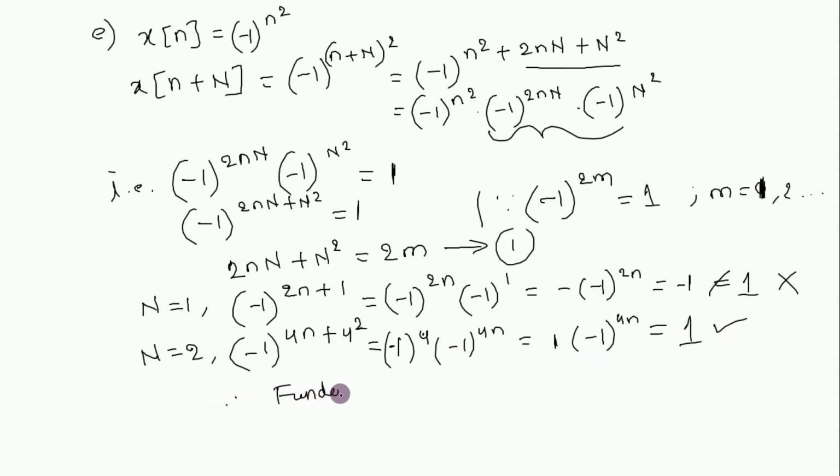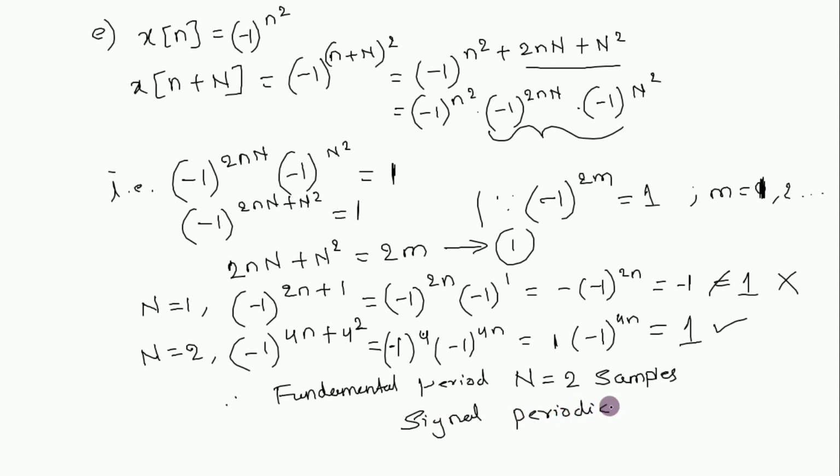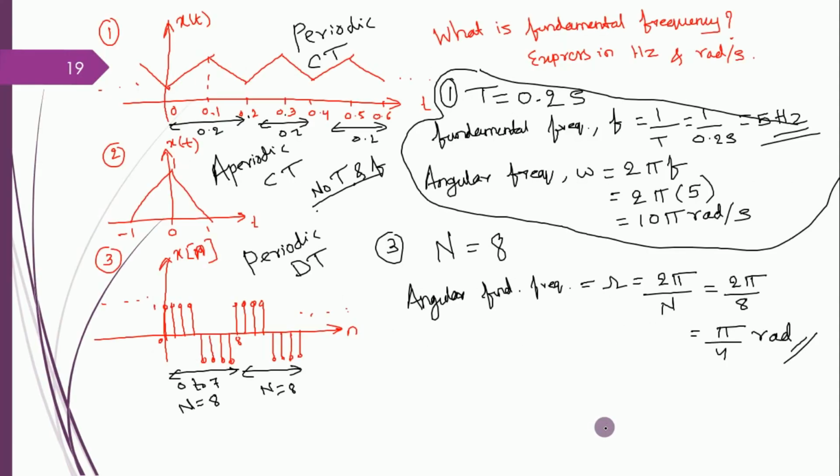Hence the fundamental period N should be equal to 2 samples. 2 samples to make this signal periodic. Hence this signal is periodic. x of n signal is periodic.